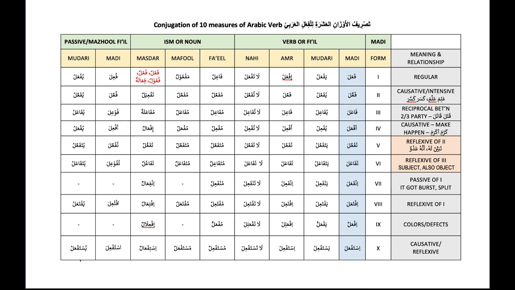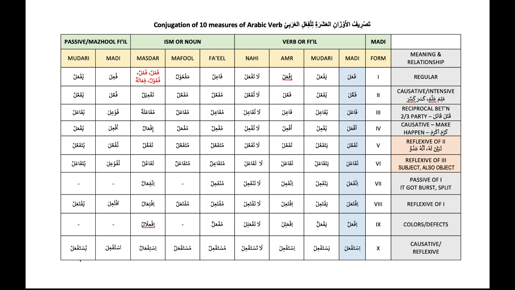Let's learn the 10 forms of verbs, what they are, how they look like, and how they differentiate from each other. So we said we have got 10 forms of verb. Remember, these forms of verbs are also known as bab or family. Abwabul af'ali. Bab means gateway. So it's a gateway to the verbs. In short, they are called bab.